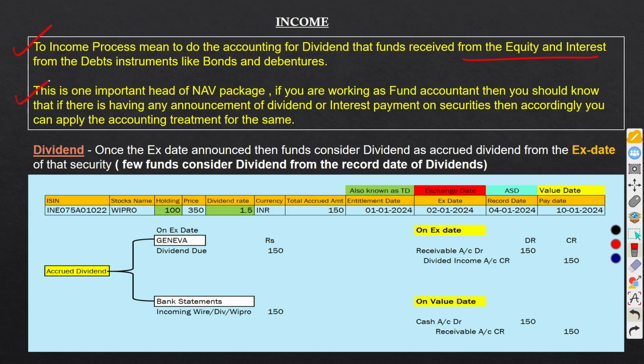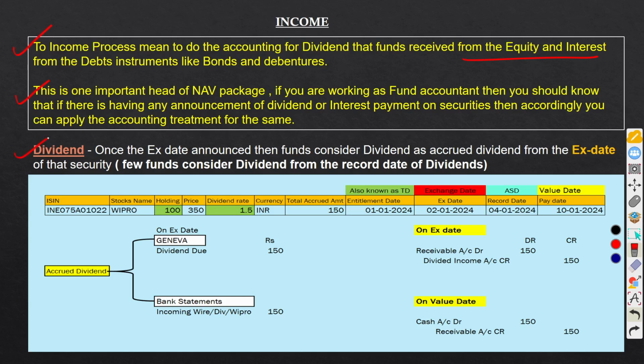If you are working as a fund accountant, you should know that if there is any announcement of a dividend or interest payment on securities, you can follow that and record it in the books of account. As I said, there are two major categories. We'll decode dividend first, and then we'll jump to the interest payment part.